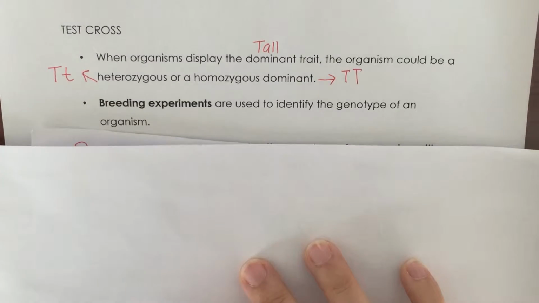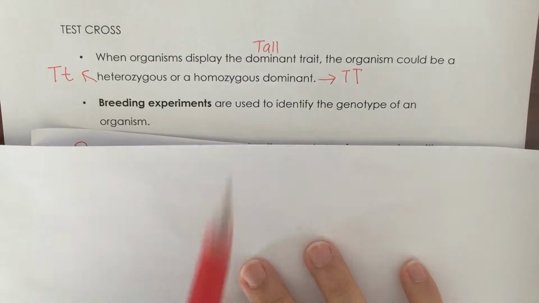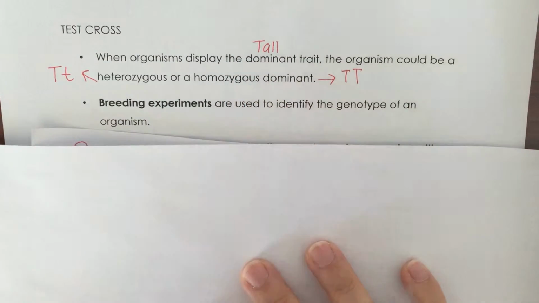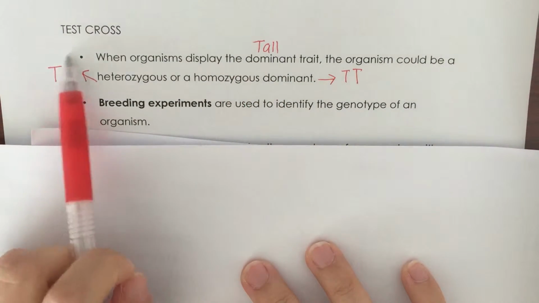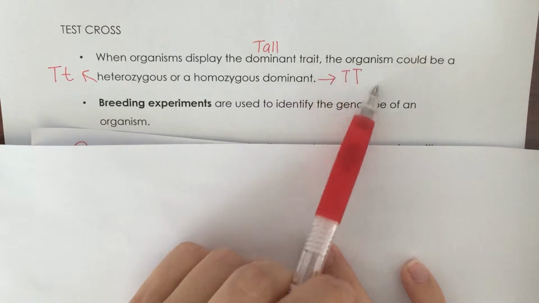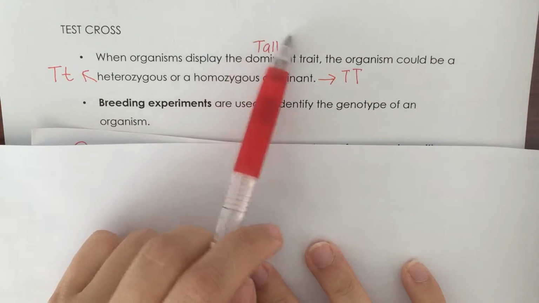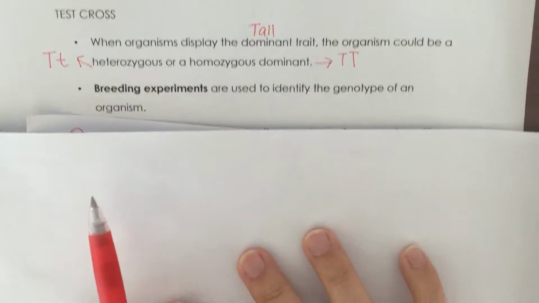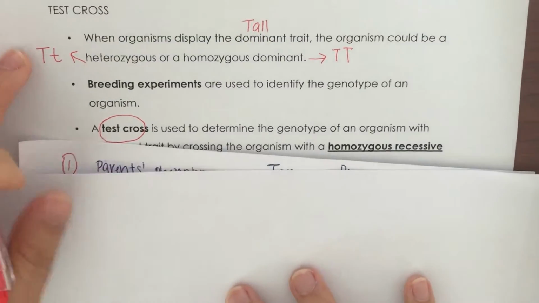So in this video, you will learn about test cross. Alright, so for example, let tall be the dominant trait. So the genotype could be heterozygous or homozygous dominant. So based on the phenotype, you can't tell what is the genotype. But you can actually perform a test cross.